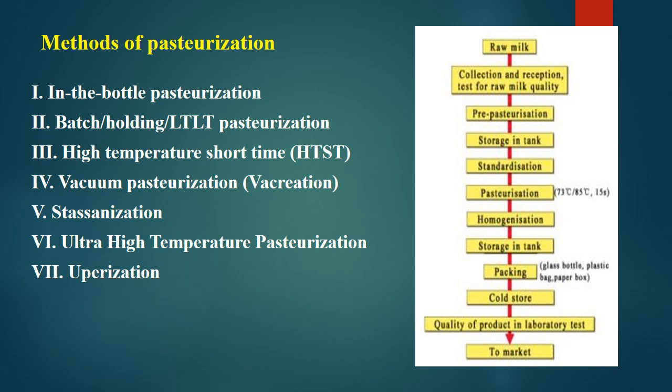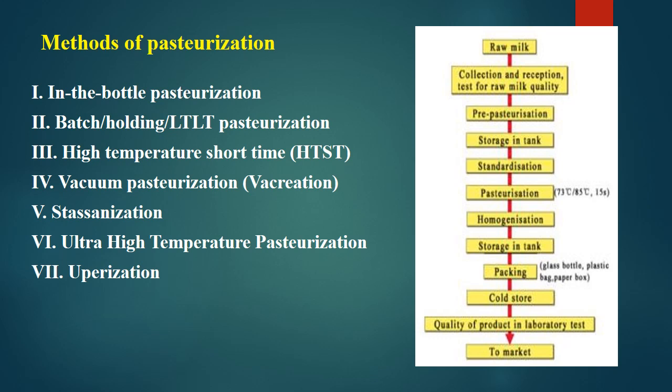Basically, there are seven methods we can see here. First is in-bottle pasteurization, which is a very old practice. The milk is first filled into the bottle and then it is pasteurized and sealed. The second method is batch or holding, sometimes called low temperature long time pasteurization, as we have mentioned earlier, 62 degrees Celsius for 30 minutes. The third is HTST, high temperature short time. This is the most common commercially practiced. This only we are going to discuss in full detail.